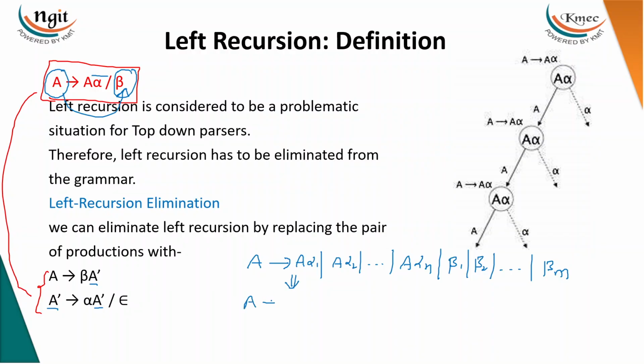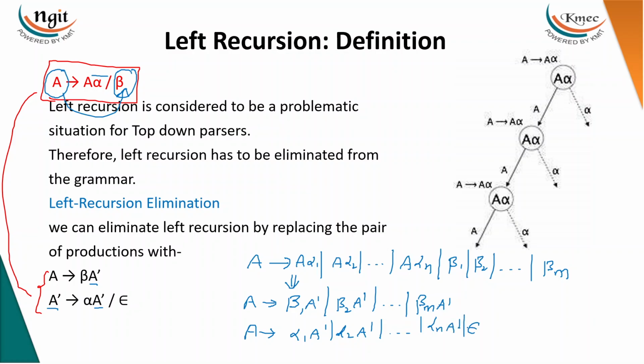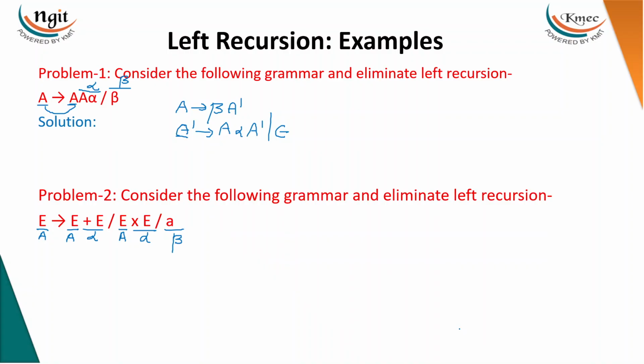A tends to, if it is only 1 beta, you have taken one time. If it is m beta, take m times, like beta 1 A dash, beta 2 A dash, so on, beta m A dash. That's it. And if it is only 1 alpha, you have taken one time. If it is n alpha, you take n times: alpha 1 A dash, alpha 2 A dash, so on, alpha n A dash, like that, or epsilon. Epsilon is only one.